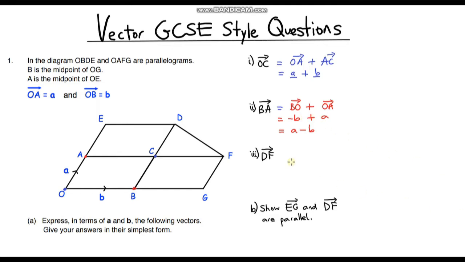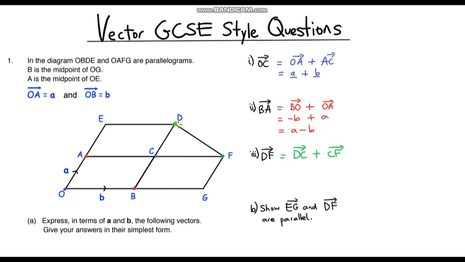Okay, let's go on to question 3, and I'm going to do this in green. So the vector DF. So this time we're starting up here and we're finishing down here. Now, although there's a line here, we don't know anything about what this vector is, so we can't take this path. So we're going to have to go down from D to C and then C to F. So we're going to find the vector DC and we're going to add on the vector CF.